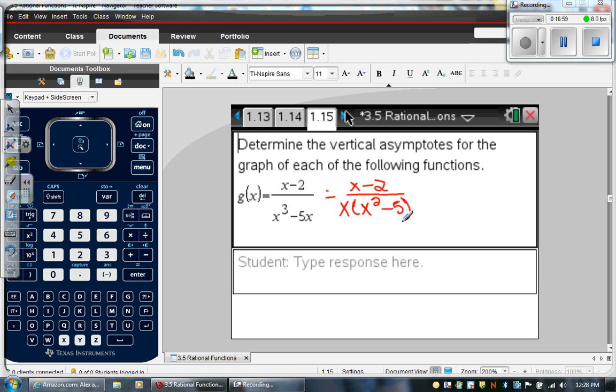So what values are going to make my function undefined? We know x equals 0 will make my function undefined from this x here. And then this piece, remember, to find where it's going to be equal to 0, we set it equal to 0. Add over that 5. And we take the square root. And again, when we take the square root, it's always plus and minus. Okay. So we actually have 3 vertical asymptotes. We have one at x equals 0, at x equals the square root of 5, and x equals negative square root of 5.